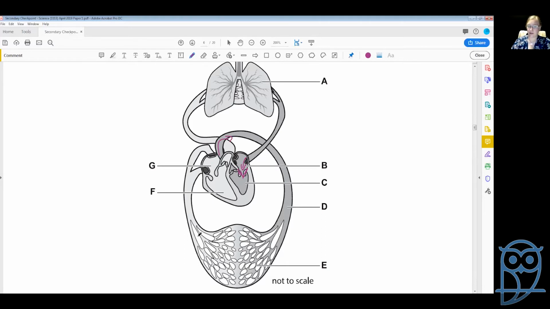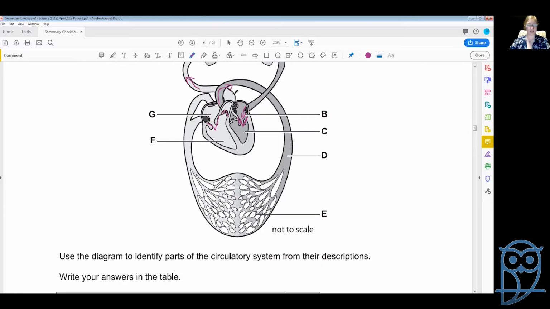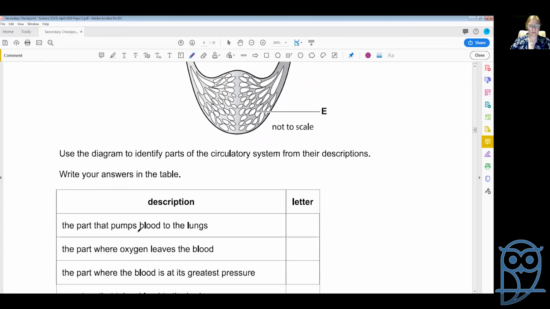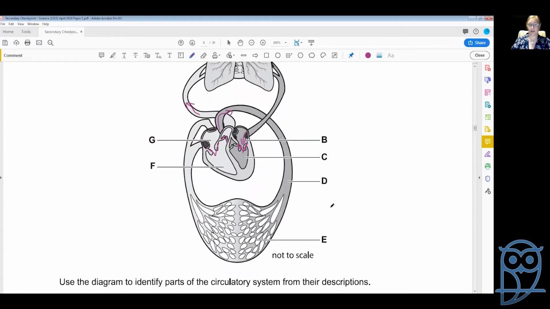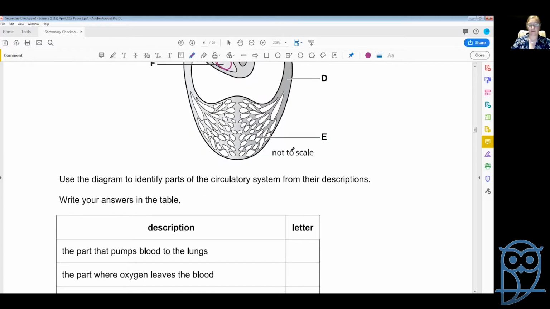This is the capillaries where it's going to be exchanging the oxygen from the blood into the cells for some carbon dioxide. And here it's going back into the heart because these point this way and then that way. So it's going to go out through there back into the lungs. So it says the part that pumps the blood to the lungs, so that would be this part here. So that's letter F.